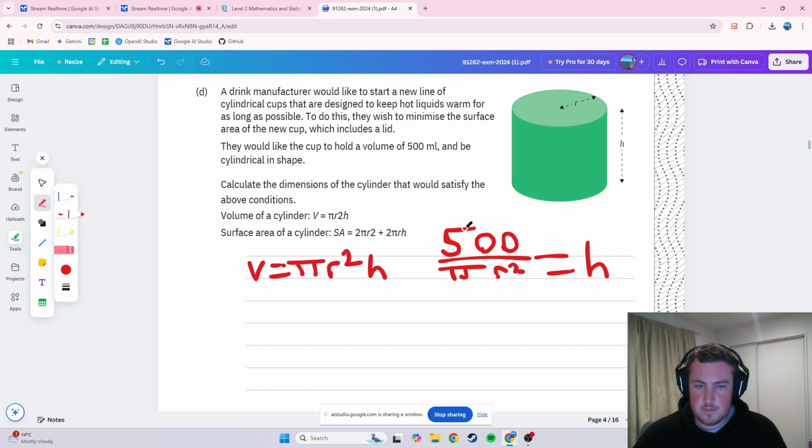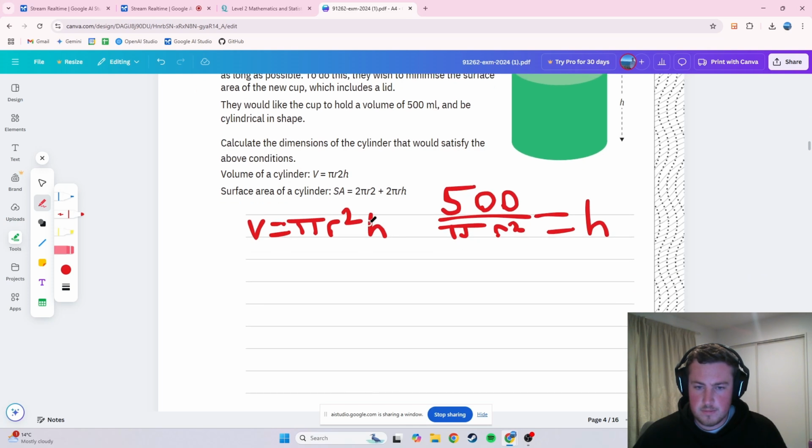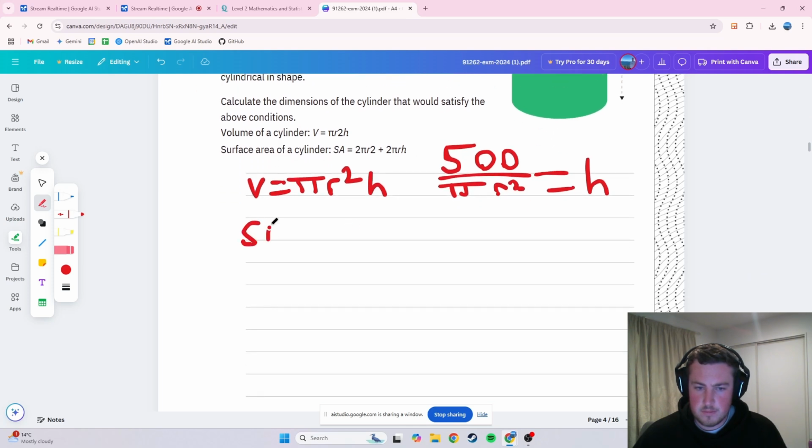Okay, you have the volume equation, and you've solved for h. Now substitute the expression you found for h into the surface area formula. This will give you a surface area equation that only depends on r. Does that make sense?